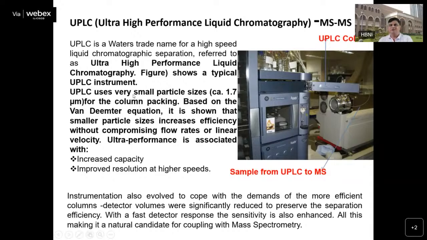And in the UPLC, the advantage is that the columns have a particle size in the range of 1.7 microns. Based on the van Deemter equation, it is shown that a smaller particle size increases efficiency without compromising the flow rate or linear velocity. Ultra performance is associated with increased capacity as well as improved resolution at higher speeds. So this is how we can increase the sensitivity of this particular instrument.